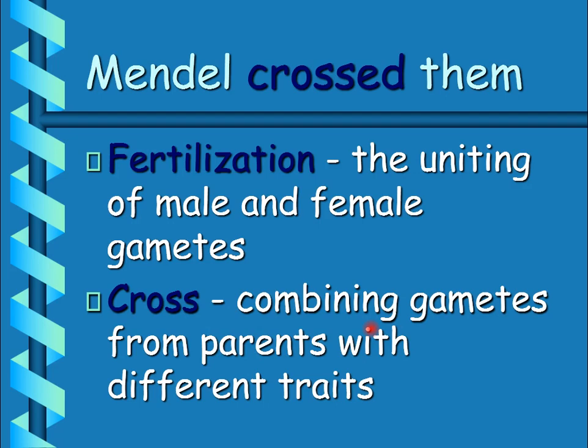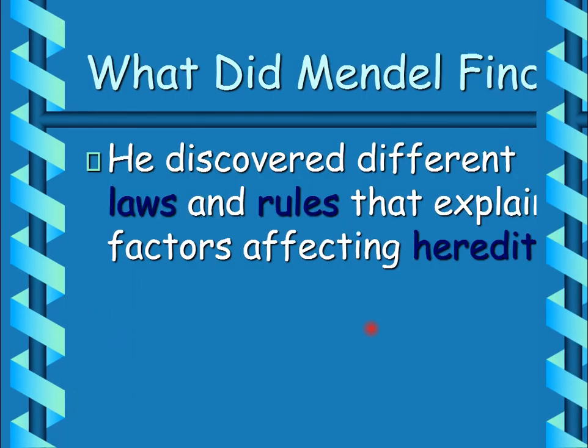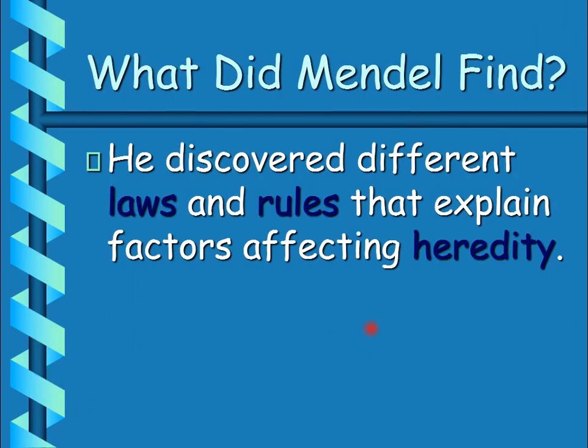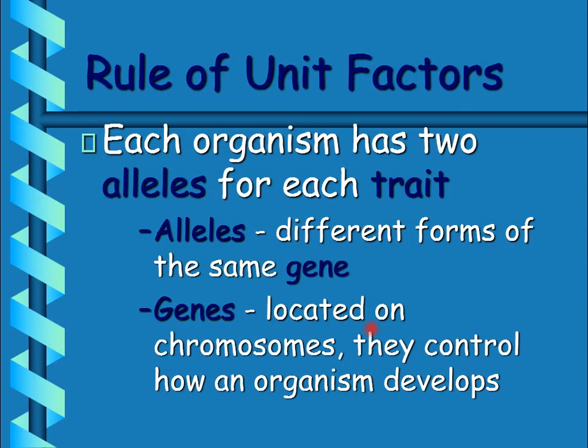In Mendel's crosses we have the terms fertilization and cross. Fertilization means the uniting of male and female gametes. Cross means combining gametes from parents with different traits. What did Mendel find? First, he discovered different laws and rules that explain the factors affecting heredity. The rule of unit factor. What's the rule?